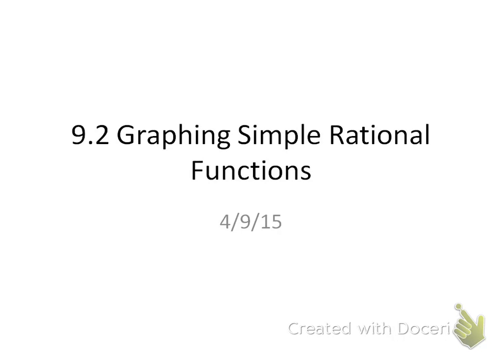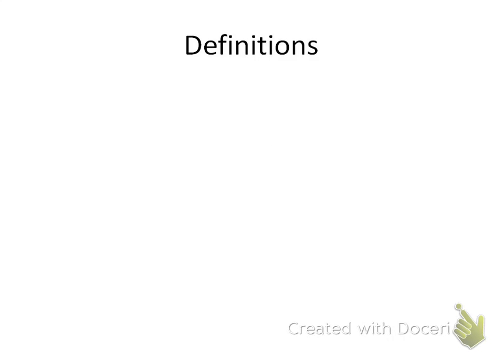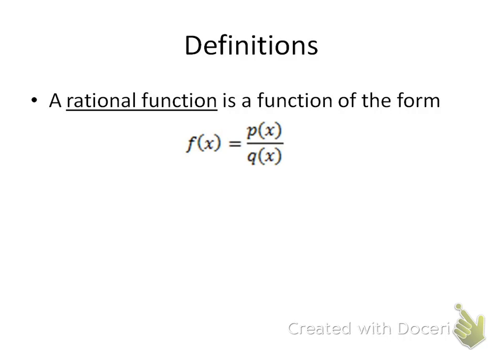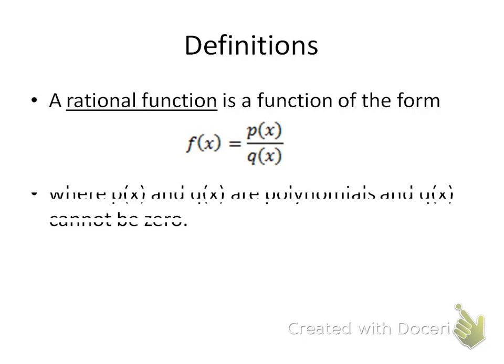We're going to graph simple rational functions. Let's get down some definitions. First off, a rational function is a function of the form f of x equals p of x divided by q of x, where p of x and q of x are polynomials and q of x cannot be 0.